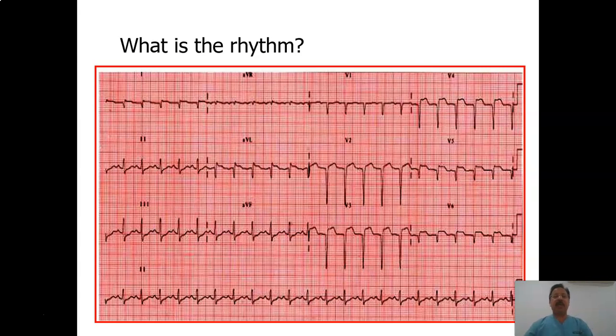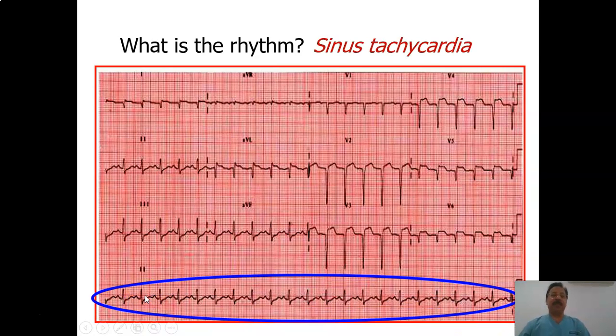Again, we have to look at the rhythm strip, which is lead 2 at the bottom of this ECG. And we see the rhythm is regular, so definitely it's coming from one source, and we have a nicely shaped P wave throughout, followed by QRS complexes. So this is sinus rhythm, and the heart rate is more than 100. So this is your sinus tachycardia.